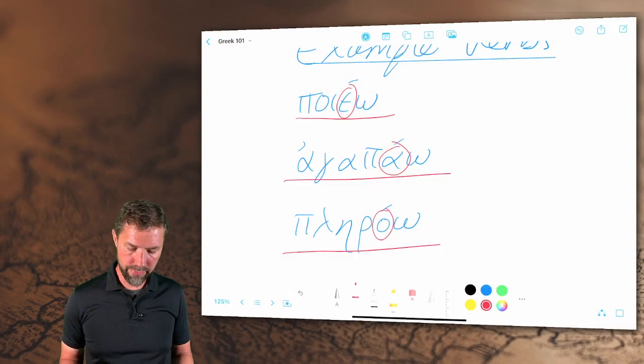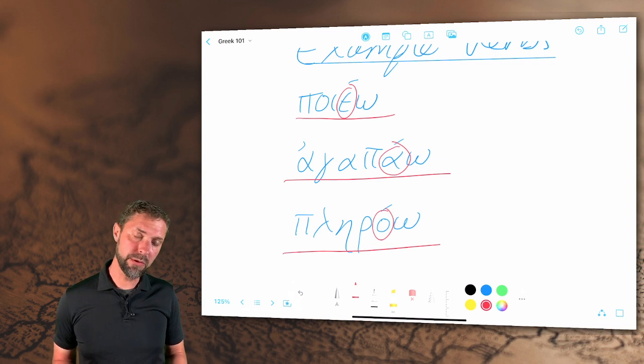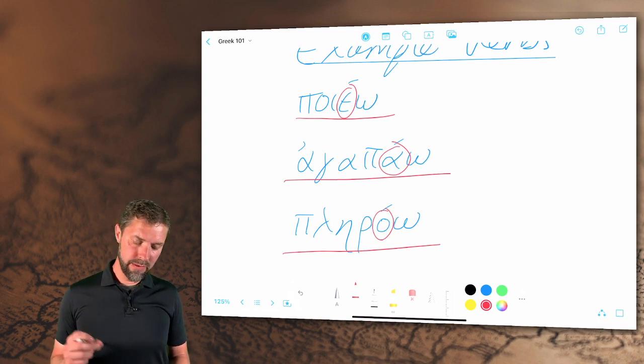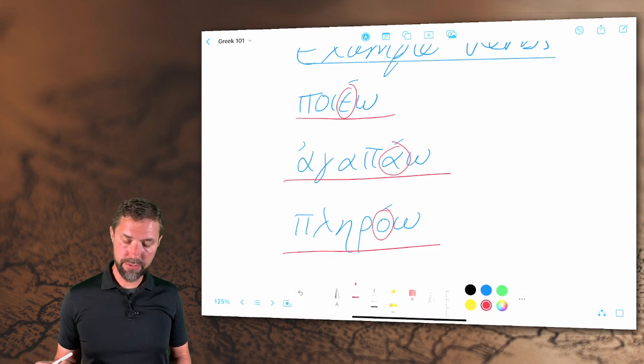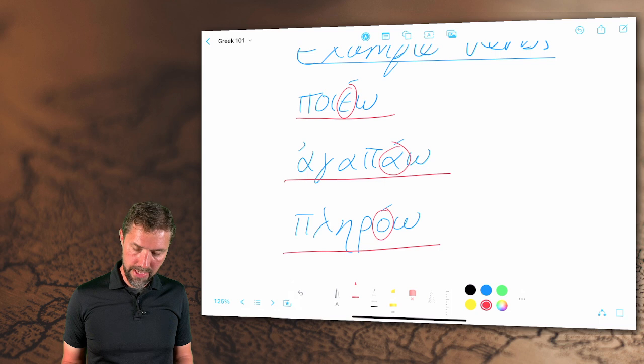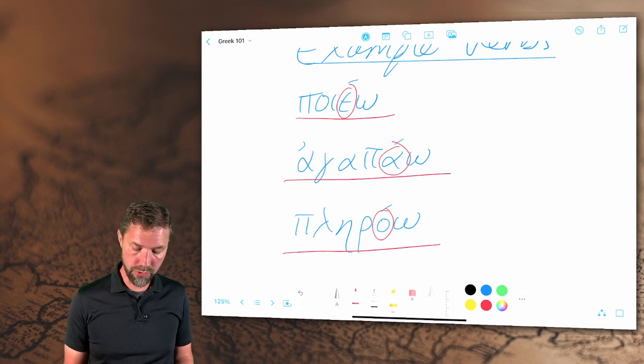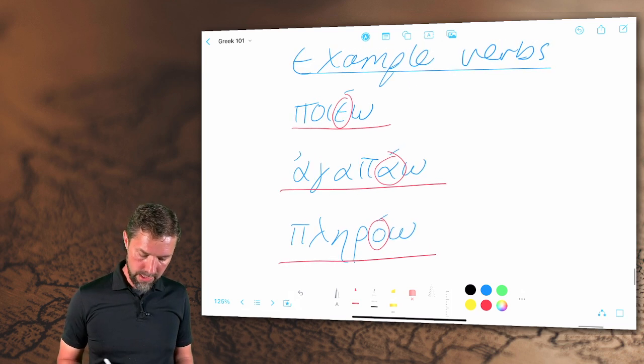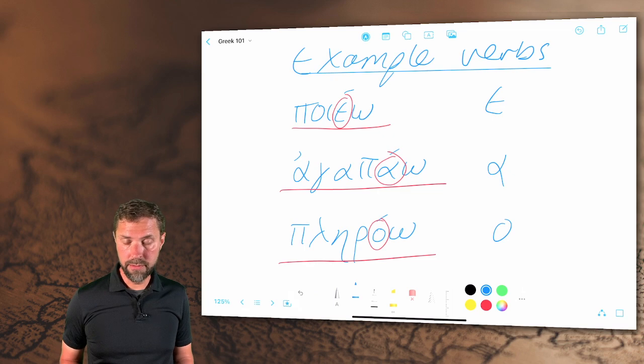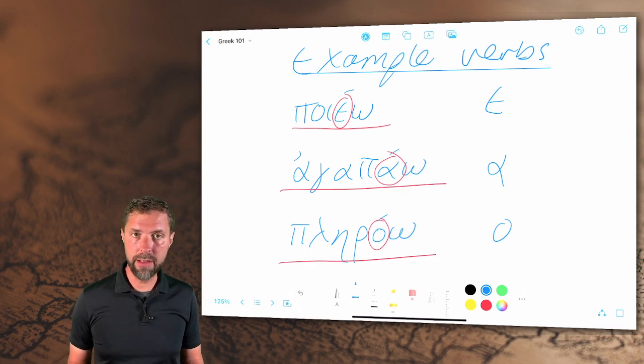When we say contract vowels, these three vowels that I've circled, the poieo, the agapao, or the plerao, I've chosen these three vowels on purpose because these each represent a class of contract verbs. And this is just how you would distinguish one contract verb from another: it's going to end in either an epsilon, an alpha, or an omicron, just before, of course, the omega.